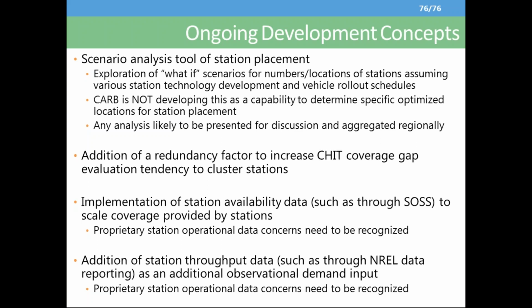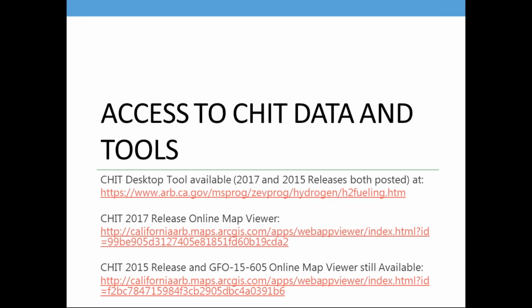And similarly, looking at addition of station throughput data as one of those on-the-ground observed data points to determine where new stations need to be placed. Again, this does also have proprietary station data concerns. We have to figure out whether or not that's something that would be able to be shared in something like the open public data platform that CHIT represents.